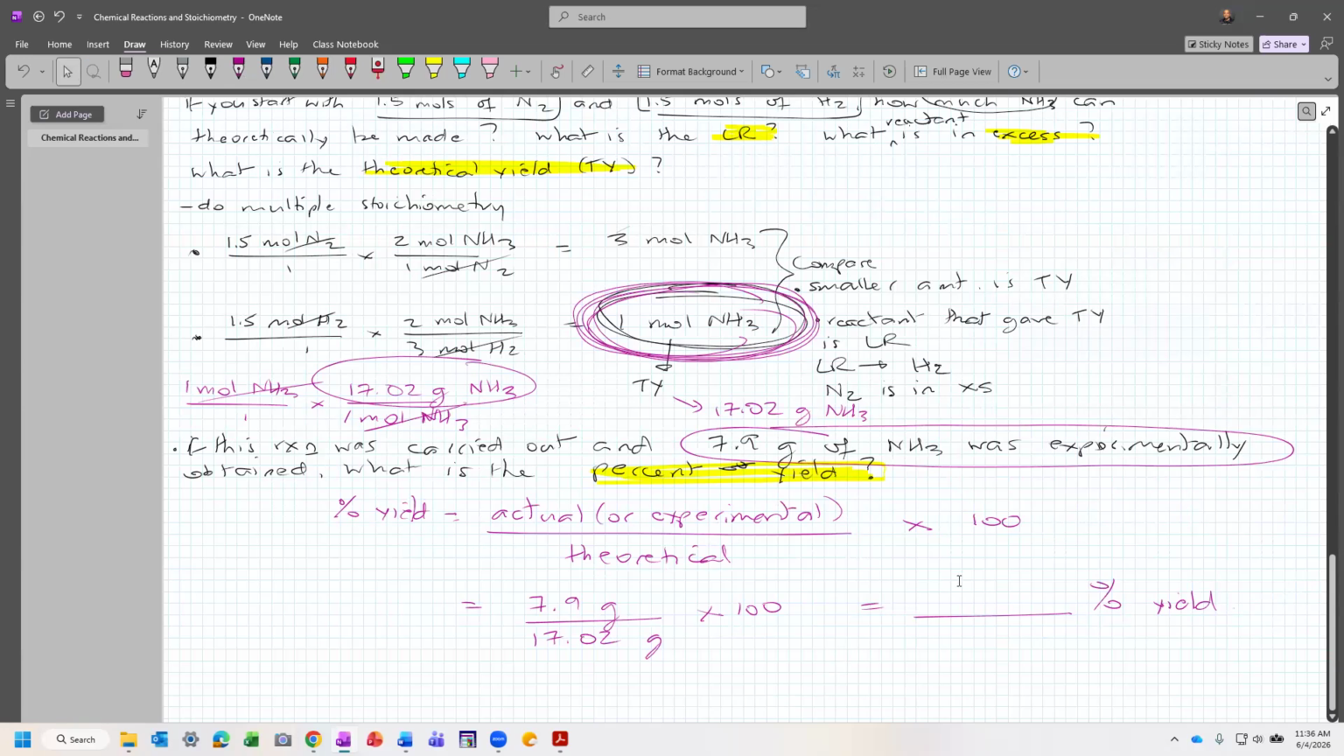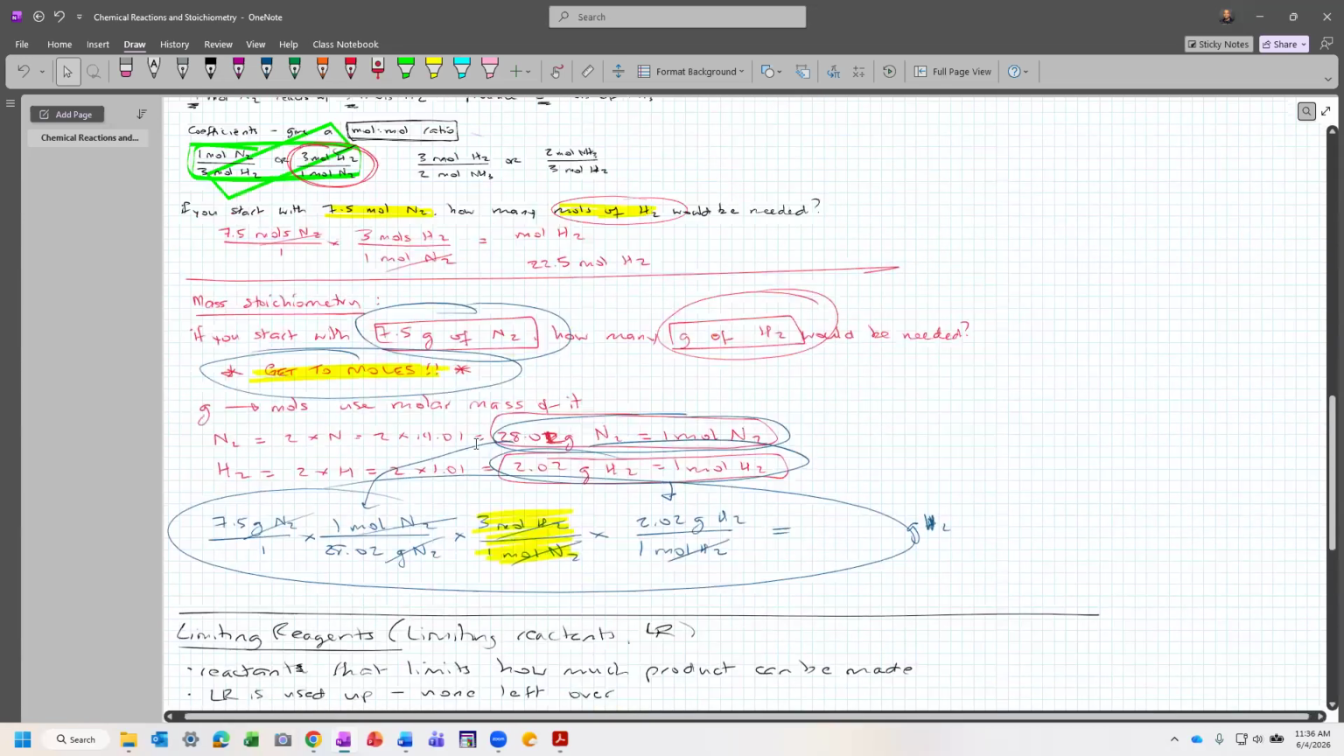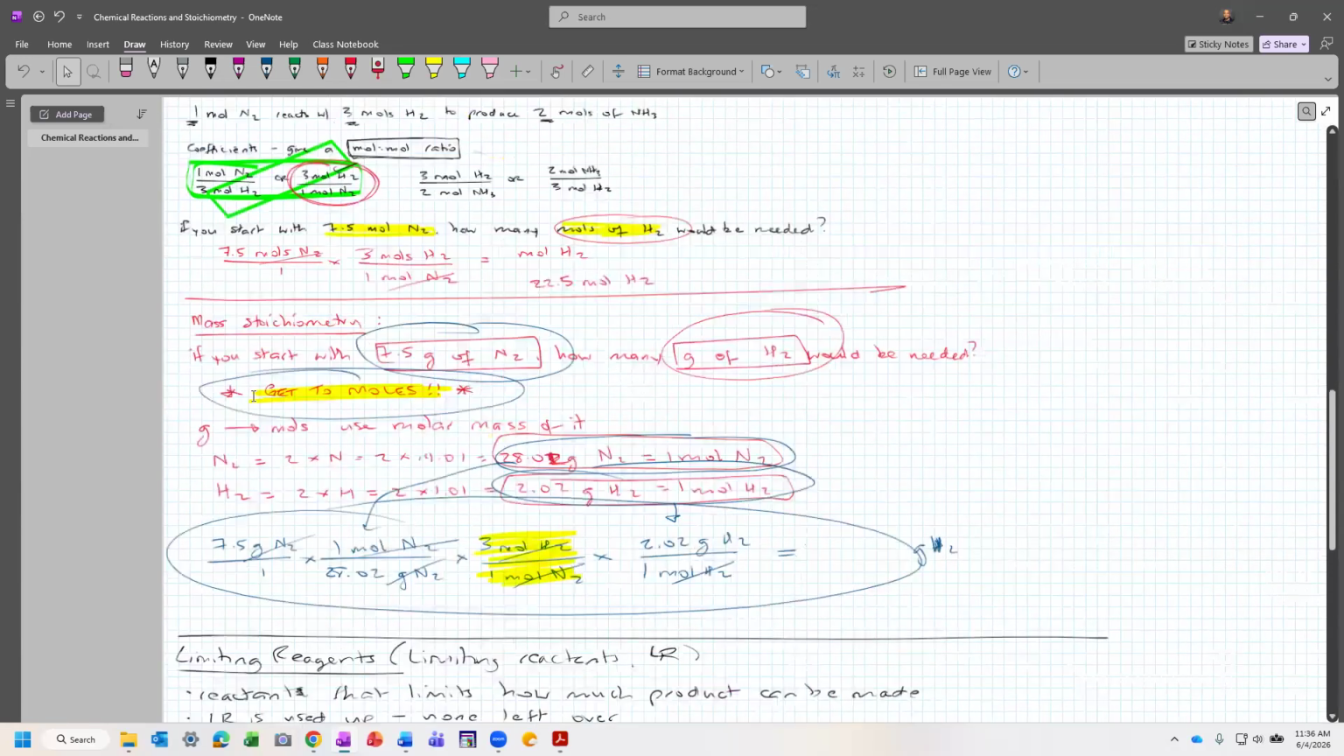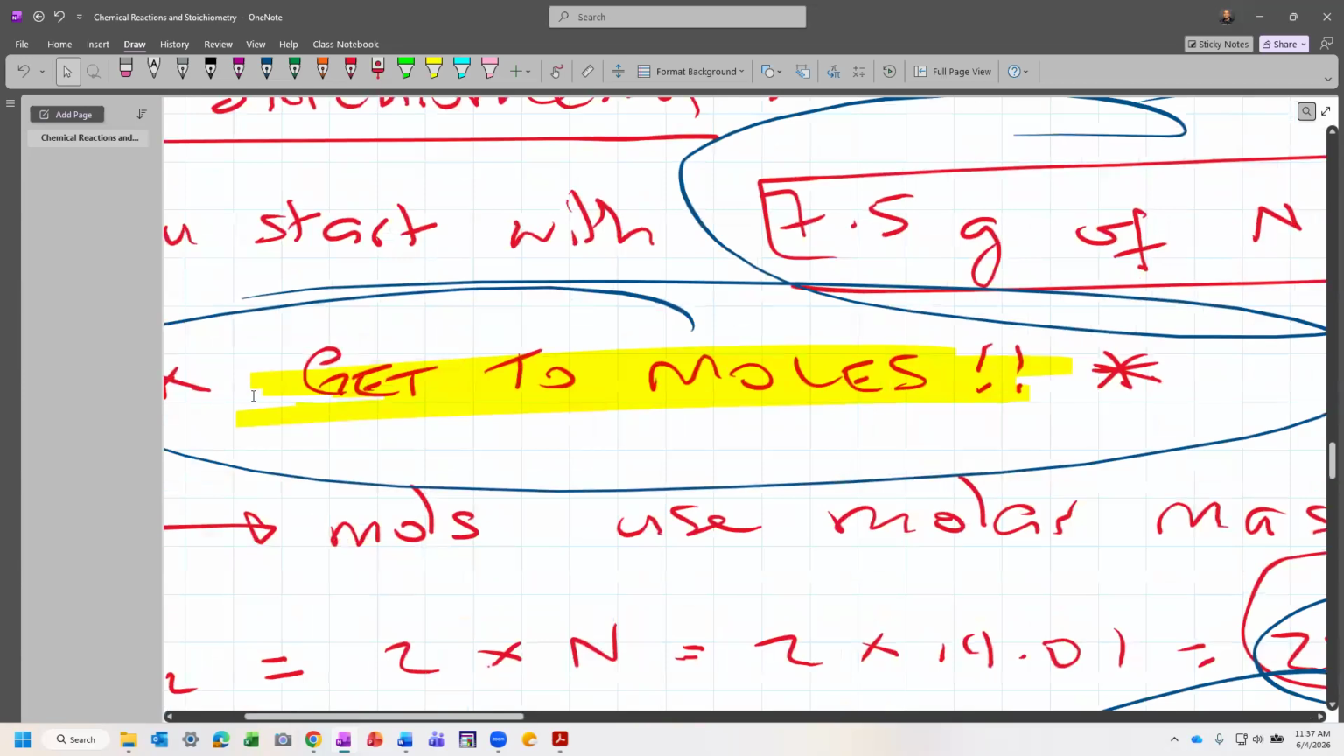It's really important that you understand just generally how to do stoichiometry, right? You need a balanced equation. You need to have your molar masses if you're starting off with mass, for instance. And the goal for any stoichiometry problem, what's at the center of every single one of those, is you have to get to moles.